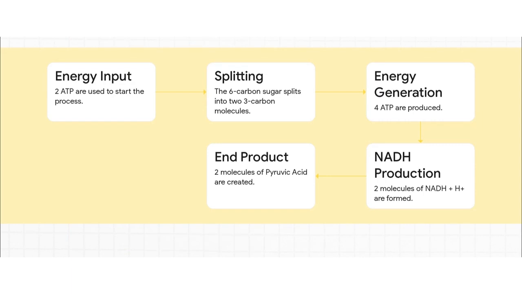Okay, I know it's a 10-step process, but let's keep it simple. First, you have to invest some energy. You spend 2 ATPs. Then, the 6-carbon sugar splits into 2 3-carbon molecules. And then comes the payback time. We get 4 ATP and 2 high-energy NADH molecules. And the final end product, 2 molecules of pyruvic acid. So you see, there's an investment phase and a payoff phase.